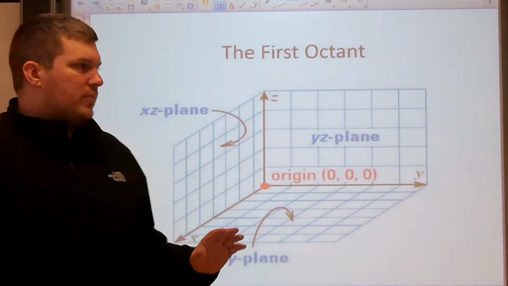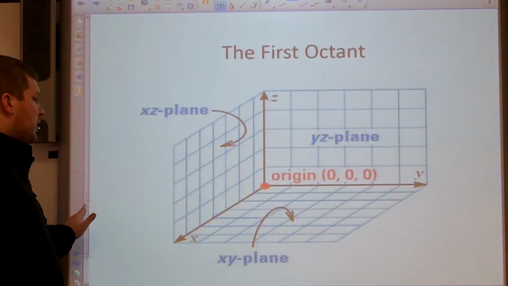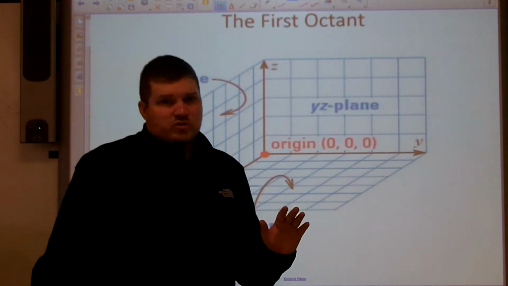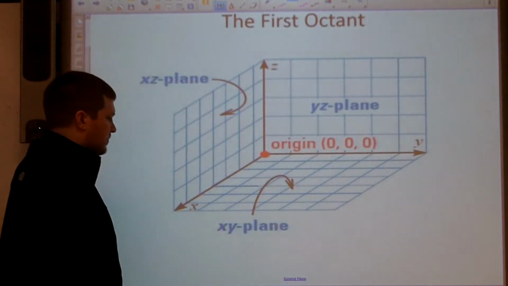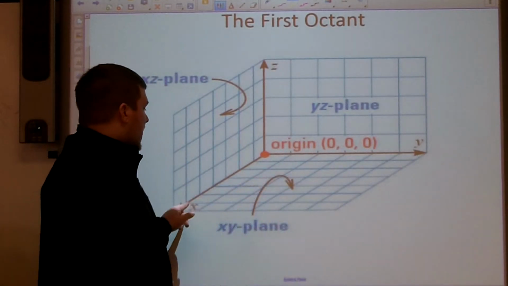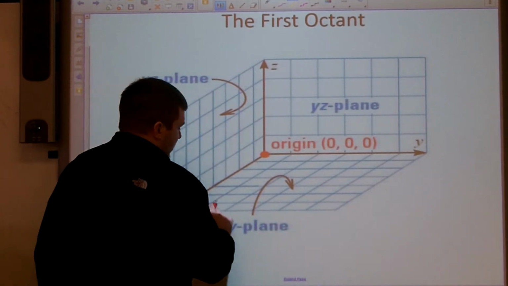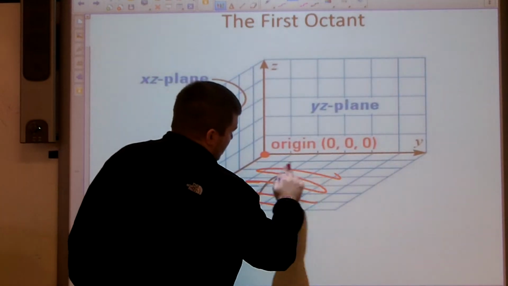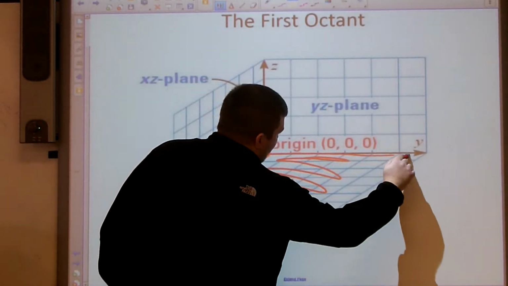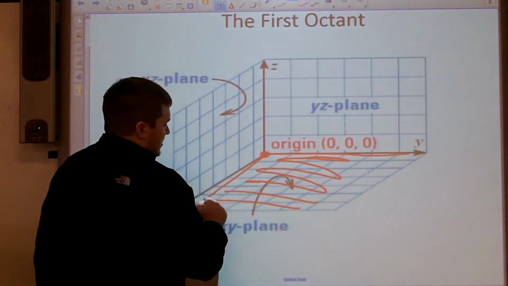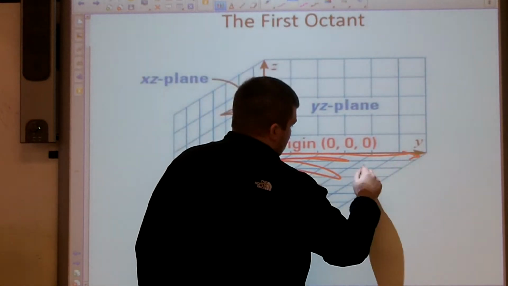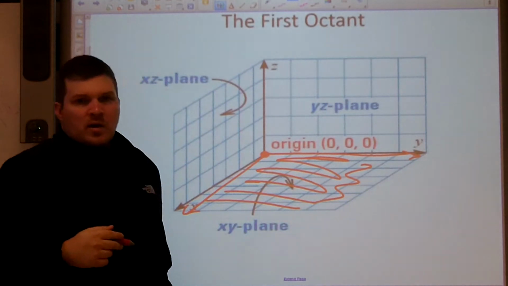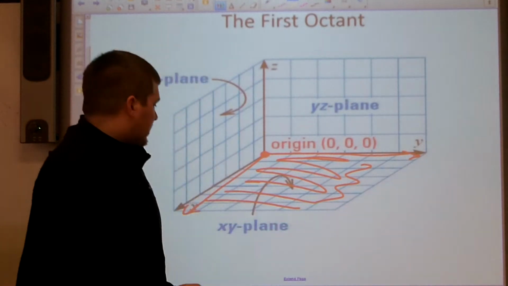I'm not going to go through all 8, but the first octant is kind of like our first quadrant. First octant, first quadrant. Right here, this is the xy plane. The xy plane, I'm just going to shade it. It just uses the y-axis and the x-axis. So it's kind of like our floor. The xy plane is kind of like the floor.